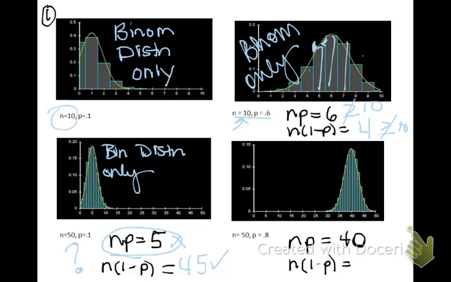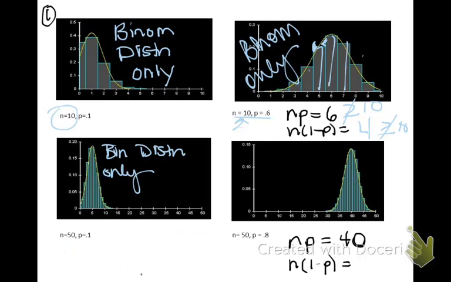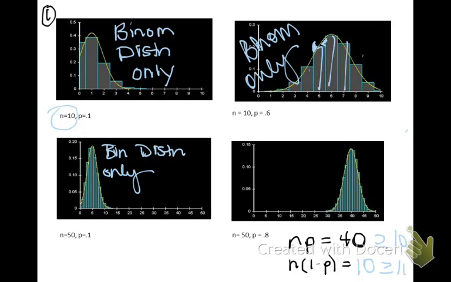Now the last case we're going to look at is n equal to 50 and p equal 0.8. Out of 50 people, 40 people said yes, that means 10 people said no. This is greater than or equal to 10, this is greater than or equal to 10. We've met both of these assumptions, we're set to go.